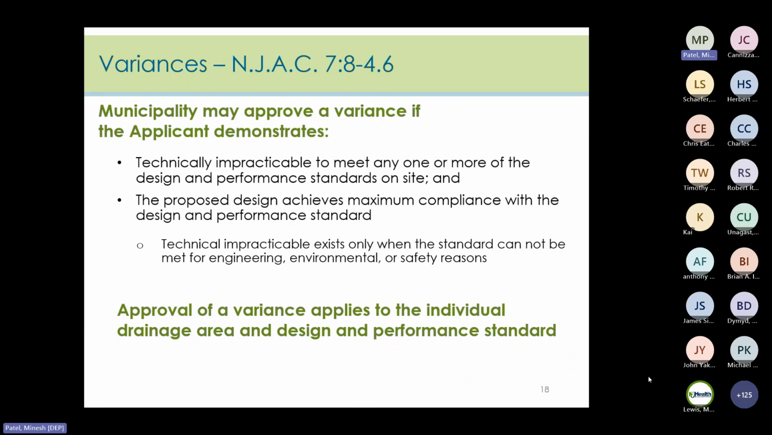Previously, there may have been a site-wide variance allowed, but now the rule located at section 4.6 states, a municipality's approval of a variance shall apply to an individual drainage area and design and performance standard, and shall not apply to an entire site or project unless an applicant provides the required analysis for each drainage area within the site and each design and performance standard.